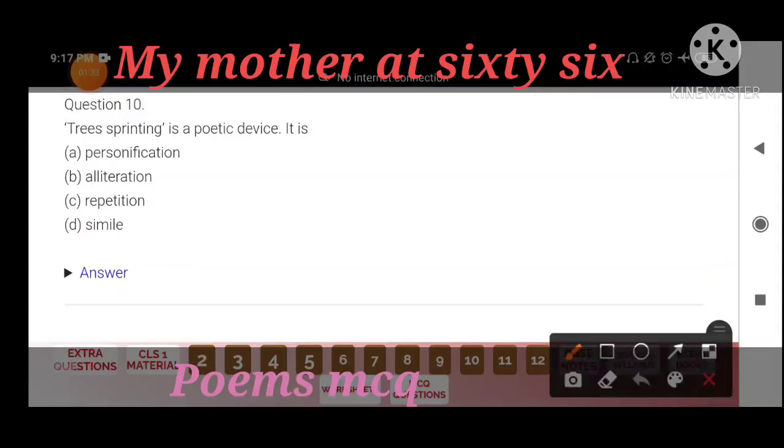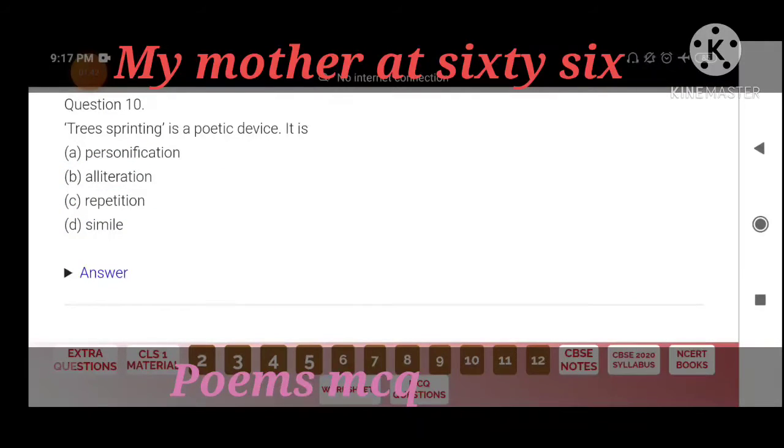Trees sprinting is a poetic device. It is personification, alliteration, repetition or simile. So here we have 4 options and our correct answer is personification, because here we are comparing trees to a living being.